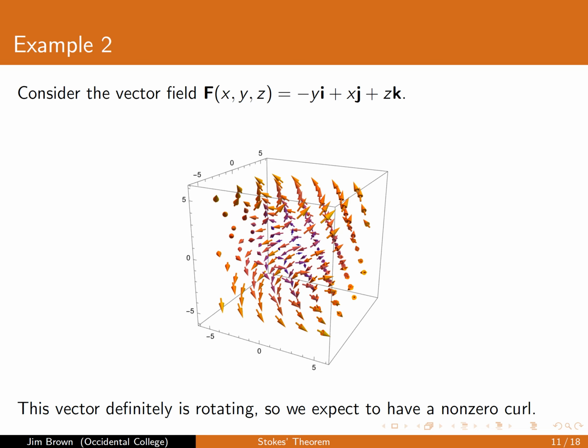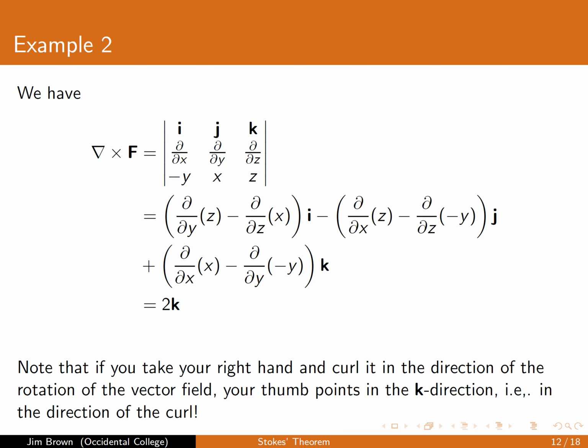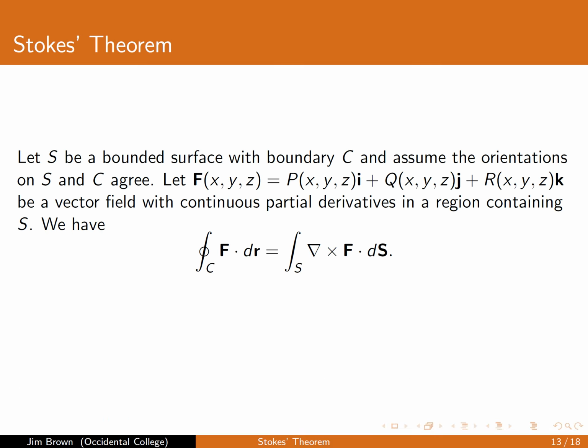And if we think of the right-hand rule, how we always do, if we spin our hand in the direction of rotation, our thumb's pointing up. That's what we would expect for our curl. Notice here, if we do this calculation, we get the value 2k. And that's exactly what we saw. Our thumb would point in the k direction if we moved our fingers in the direction of rotation of the vector field. So that's the derivative that we're going to use for Stokes' theorem.